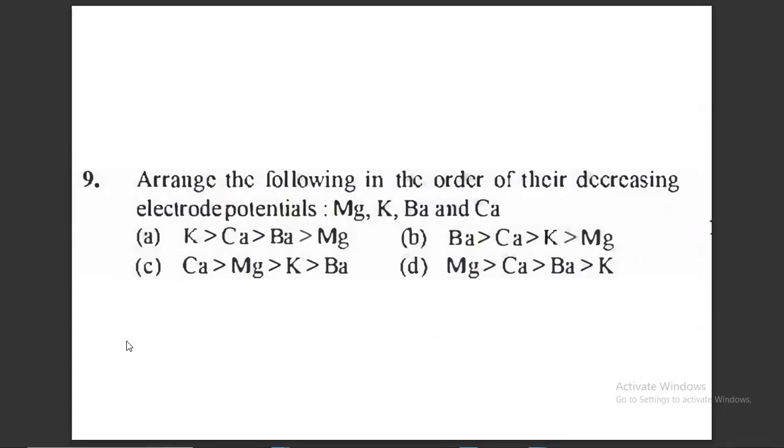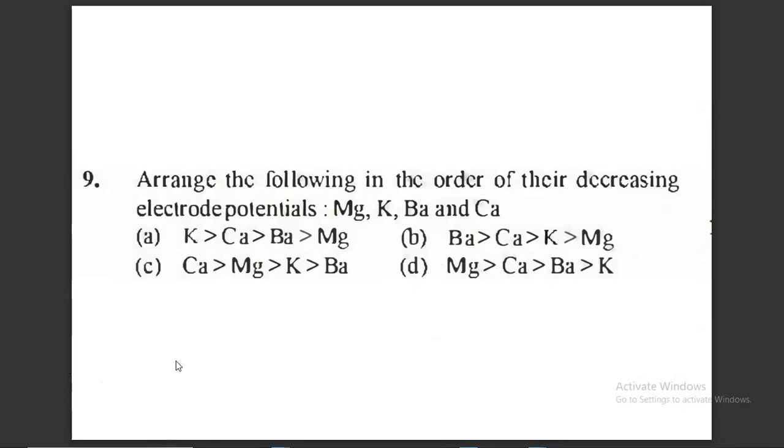The standard reduction potential of potassium is minus 2.92, for barium it is minus 2.90, calcium minus 2.87, and magnesium minus 2.37. I have made a mnemonic on this. You can watch the YouTube Shorts specially designed for the standard reduction potentials. A highly negative standard reduction potential shows the least value of electrode potential. Hence the correct arrangement would be magnesium, followed by calcium, followed by barium. Then the least is potassium. Option D is the answer to question number 9.